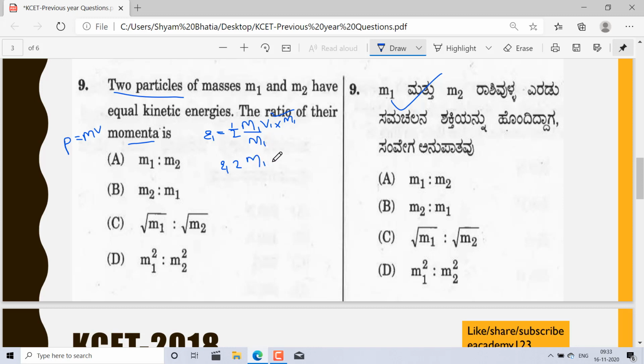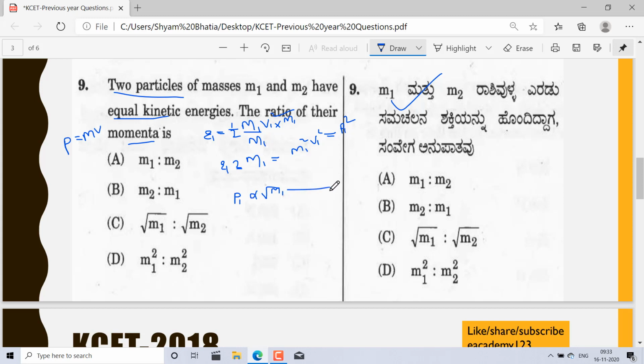m1 square v1 square upon 2m1, which is nothing but p1 square upon 2m1, where p1 is the momentum of the first mass. So p1 is directly proportional to root under m1, because the question tells us the kinetic energies are equal, so E1 and E2 are the same and 2 is constant, and I put the proportionality constant here.